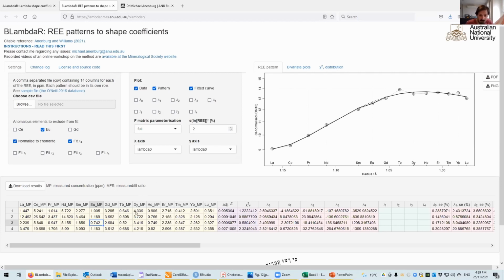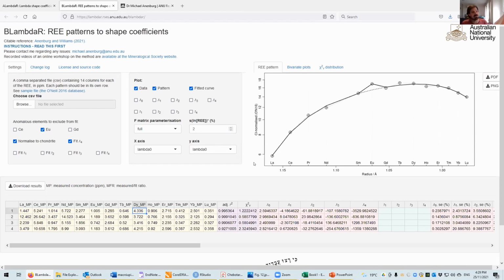So for example, if you look at this pattern, the circles here, that's the actual measured data. The solid line is the fit. So decomposing that into a polynomial, which is the shape of the pattern, and you can download the results here, and it gives you all of the lambdas: lambda 0, lambda 1, lambda 2, lambda 3.